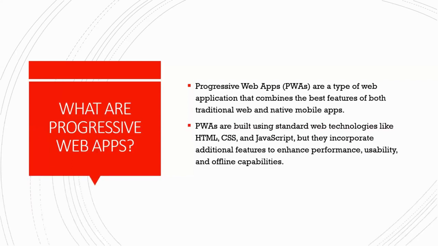PWAs seek to combine the best of both worlds by making it so that a native mobile application can be accessible through your browser, or you can deploy a lightweight version of it on the App Store or on the Google Play Store. PWAs are built mostly using standard web technologies you would be used to, like HTML, CSS, JavaScript, and some type of backend framework. But they also incorporate additional features to enhance performance, usability, and offline capabilities.